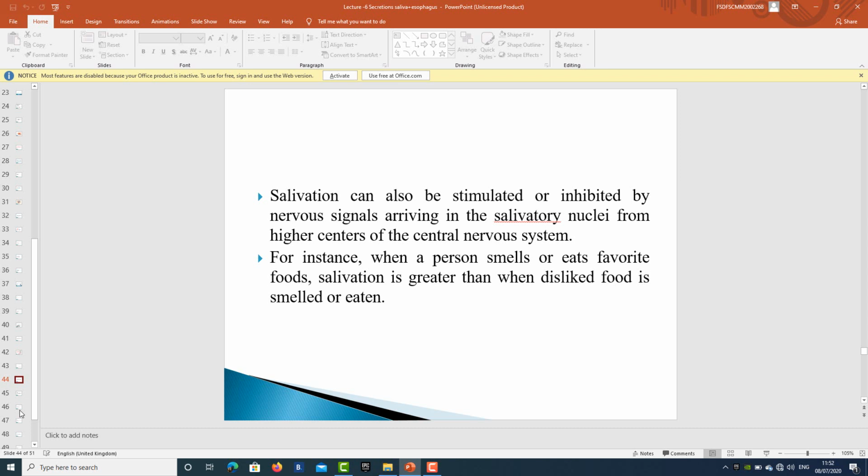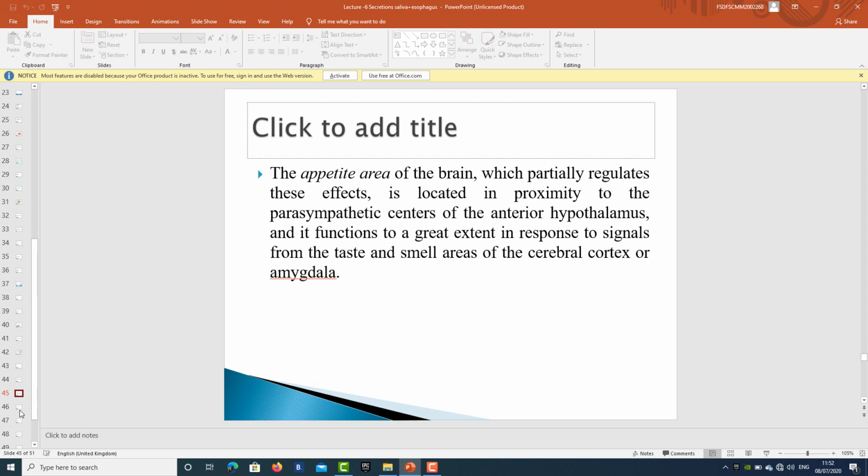Salivation can also be stimulated or inhibited by nervous signals arriving in the salivatory nuclei from the higher centers of the central nervous system. For instance, when a person smells or eats favorite foods, salivation is greater than when disliked food is smelled or eaten. The appetite area of the brain, which partially regulates these effects, is located in proximity to the parasympathetic centers of the anterior hypothalamus, and it functions to a great extent in response to signals from the taste and smell areas of the cerebral cortex or amygdala.